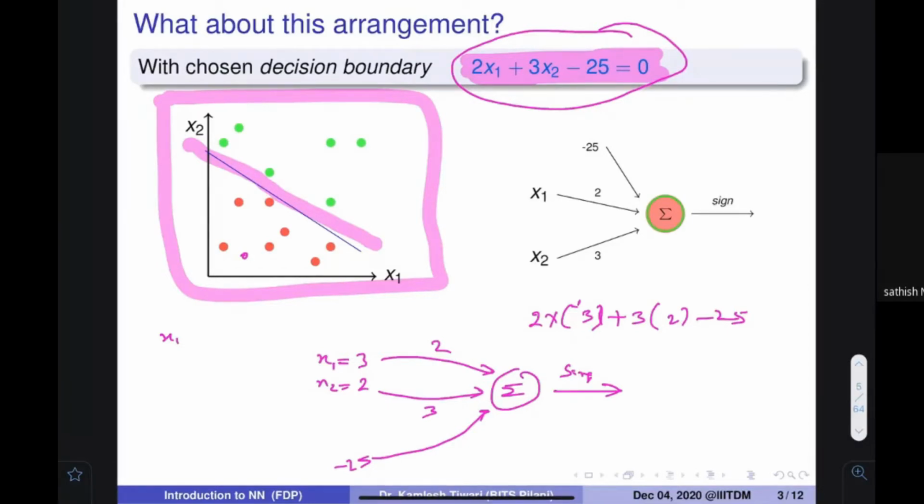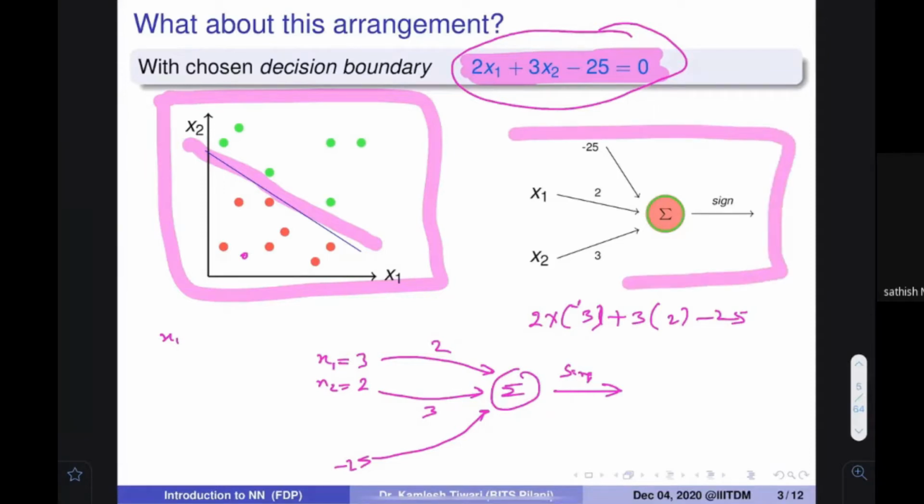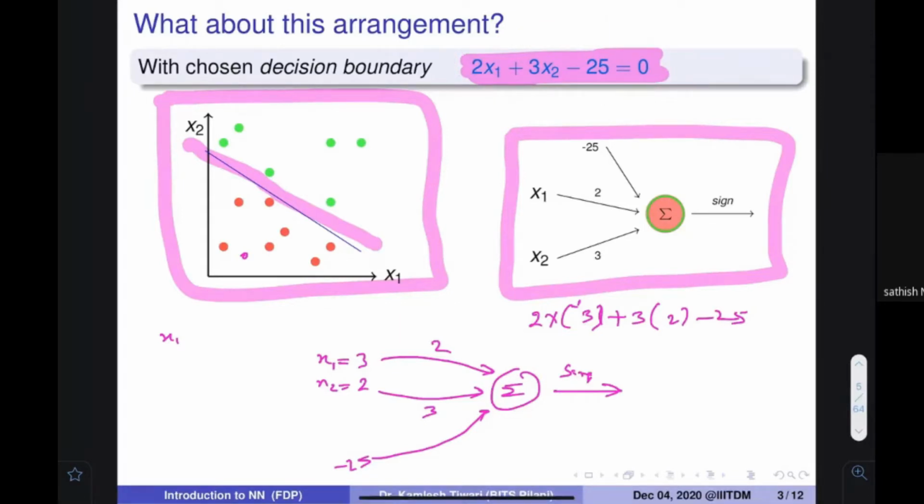So can I draw this circuit? Can I draw this diagram for this particular line equation? For this linear equation, can I draw this diagram?